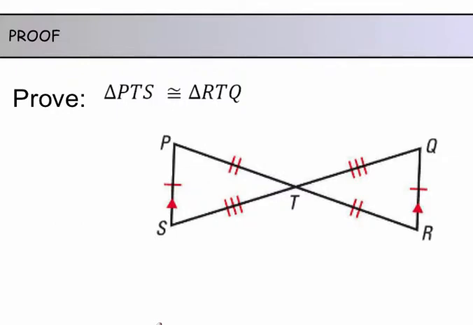All right, kids, this is part 2. Hopefully you've gotten your second round of note sheets. We are going to talk about proving that triangles are congruent. So to start off with, we want to prove that this triangle PTS is congruent to the triangle RTQ.